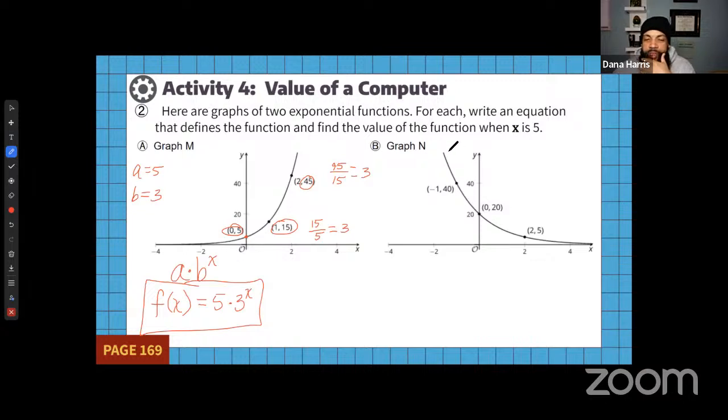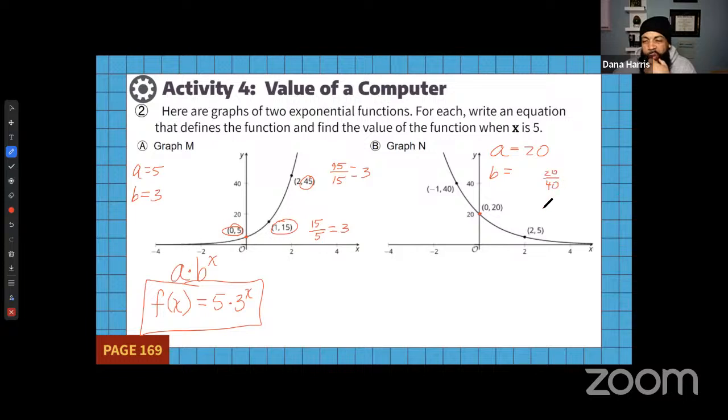If we do the same thing here, notice this is decay, because it's going down from left to right. So since it's decay, we know this b actually should be between 0 and 1. So a, my initial value, is 20. And b, we can say b is going to be, let's say, we can do 20 over 40.